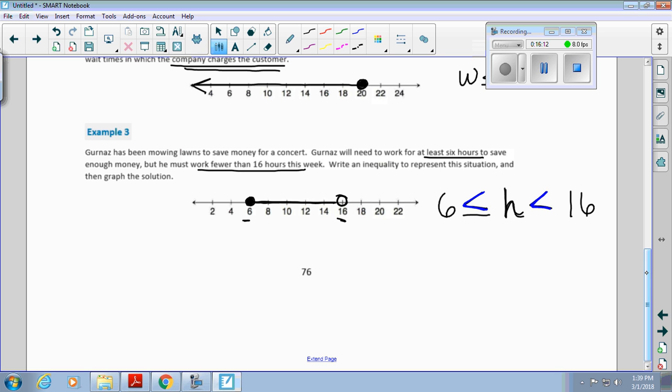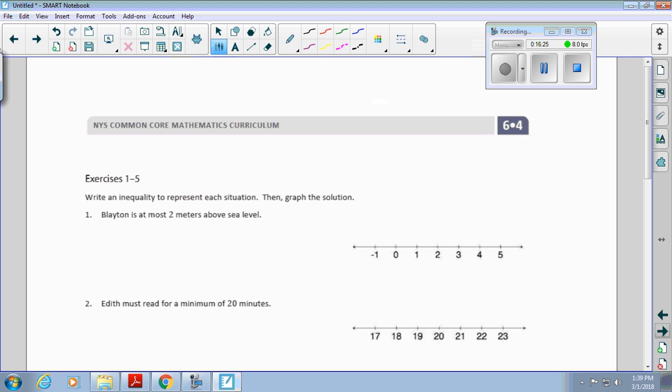That's all we were able to cover in class today, but I will go through some more examples so that anyone watching this at home who needs extra help can see some more. So on the next page, it says, write an inequality to represent each situation, then graph the solution.